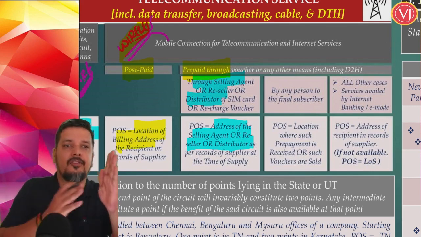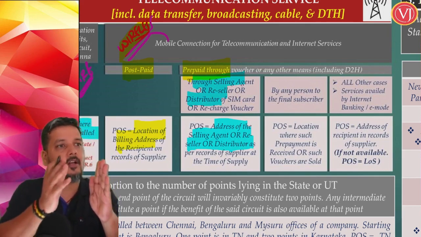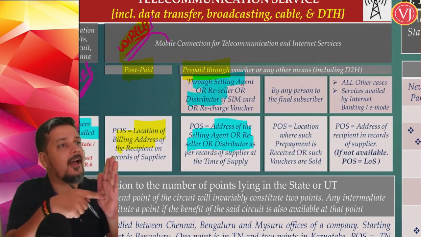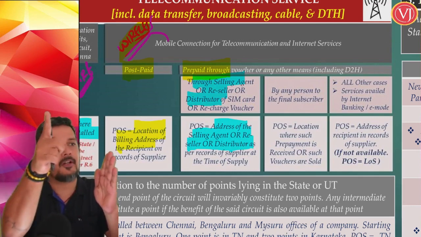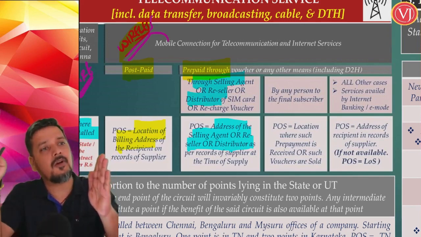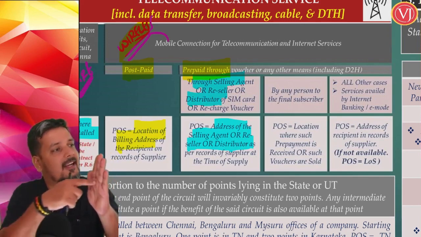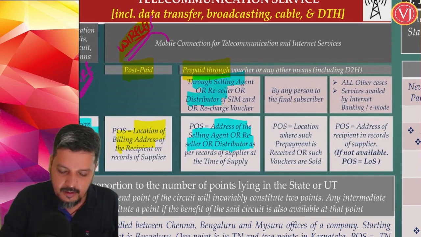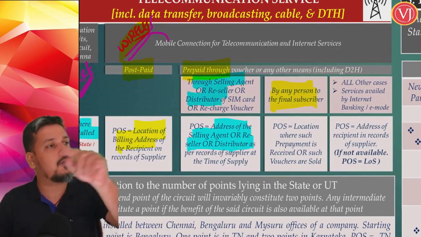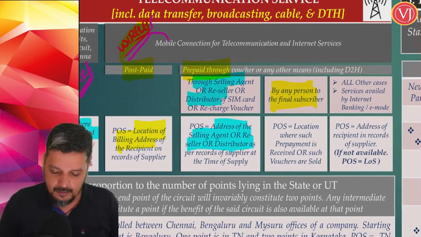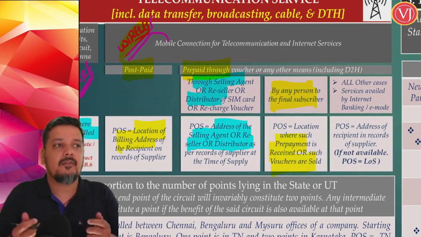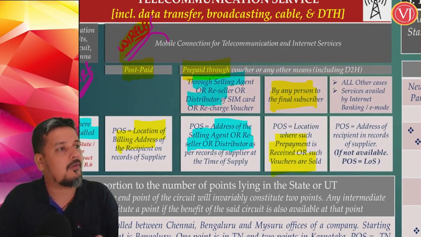Now, please understand it is Jio to distributor, address of the distributor. Now, you might get telecommunication services either via distributor or directly via Jio. So, first case is Jio to distributor, address of the distributor. Second case is distributor to consumer or Jio to consumer, directly by Jio to consumer. So, here you are talking about by any person. Distributor to consumer: place of supply is where that prepayment is received or vouchers are sold. Where the payment is received by the distributor or Jio or where the vouchers are sold.